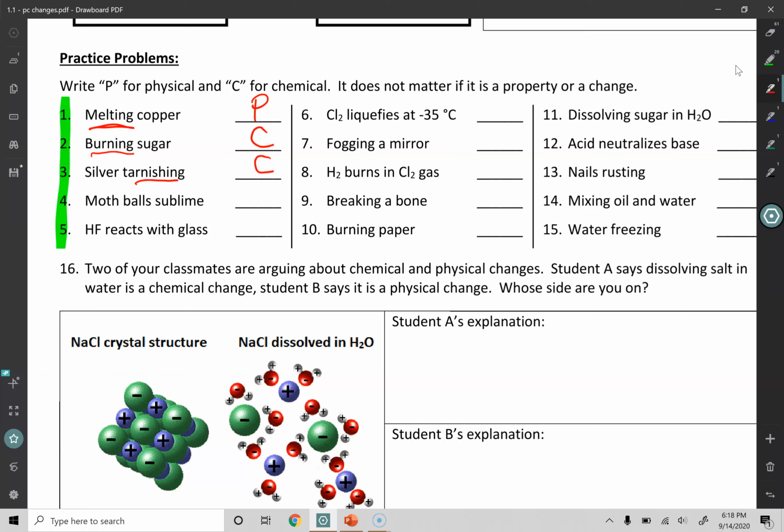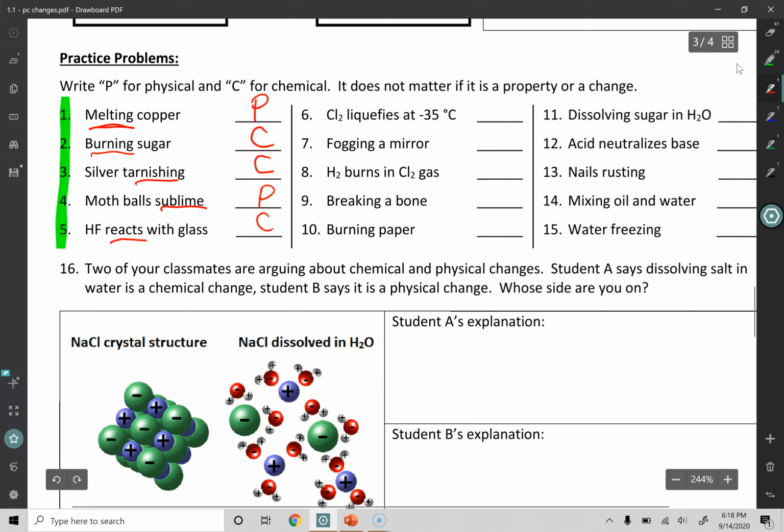Mothball sublime. Sublimation was one of the phase changes that we talked about, so this is definitely a physical change. And last but not least, HF reacts with glass. HF is hydrofluoric acid, and hopefully the word reacts is kind of a dead giveaway that this is going to be a chemical change. Remember, chemical reactions are just another way of saying chemical change.